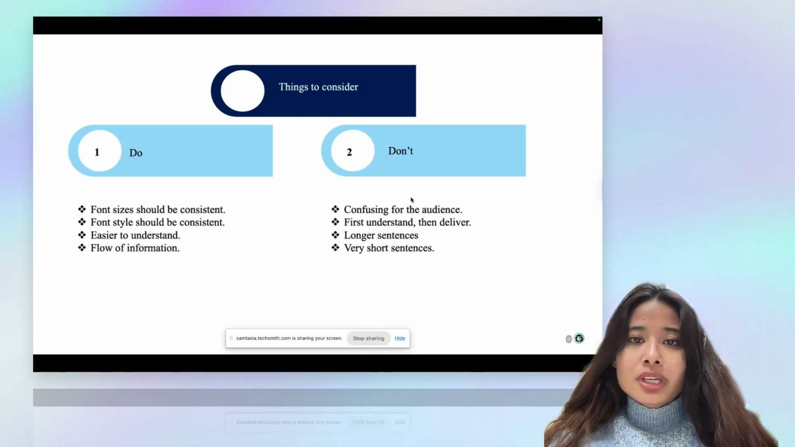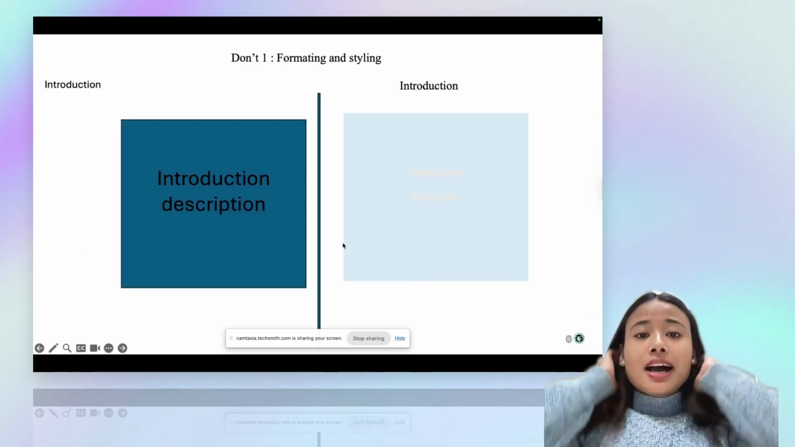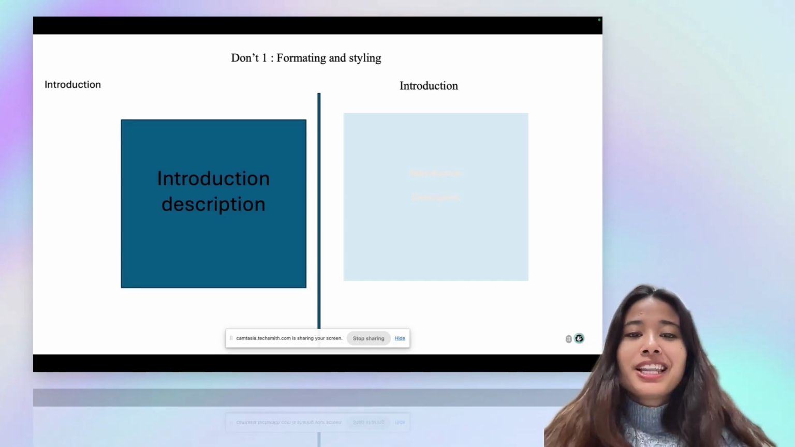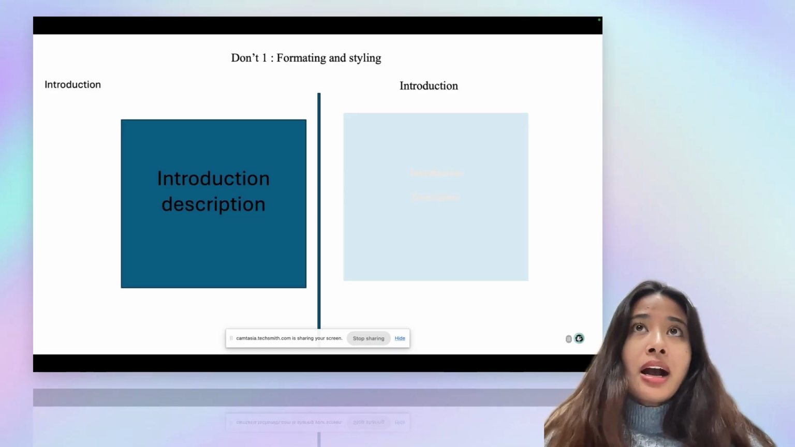There is some issue with my pointer. I'm not sure why. Okay, sorry.